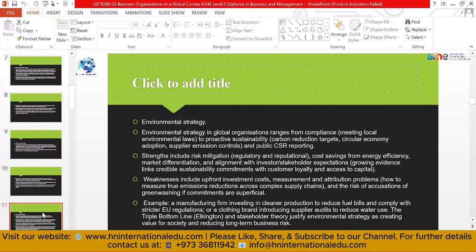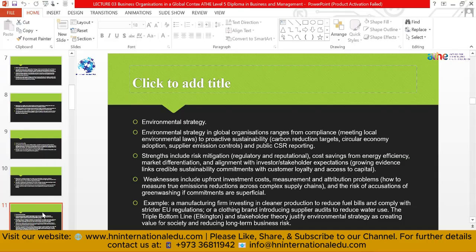Point number 2 is environmental strategy. Environmental strategy in the global organization ranges from compliance, that is meeting the local environmental laws, what the laws are for your country for the environment, to proactive sustainability. Proactive, you are taking exactly the measures which are required for the time. Carbon reduction targets, that is carbon dioxide. Circular economy adoption, that is you're not opting for the linear material economy, you're going for the circular economy.